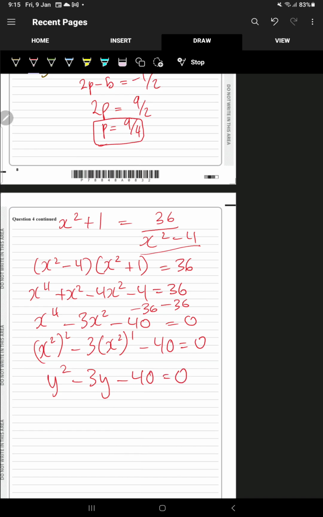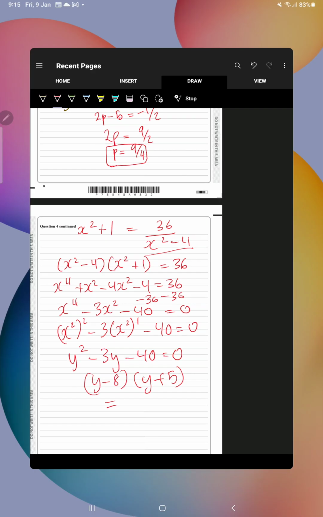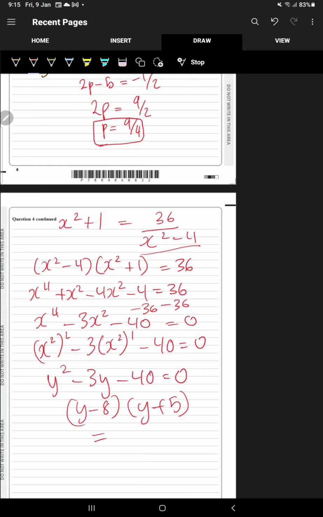Now you can factorize or use the quadratic formula. Which one is suitable for you? I would advise going to the polynomial mode of the calculator. This means that y is going to be minus 5, and y is going to be plus 8. So y is, sorry, y is 8, and y is equal to minus 5.